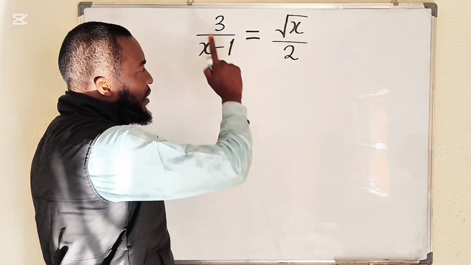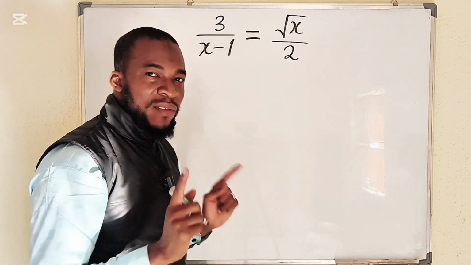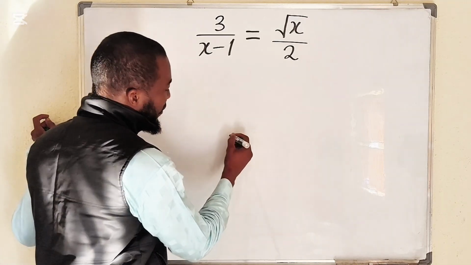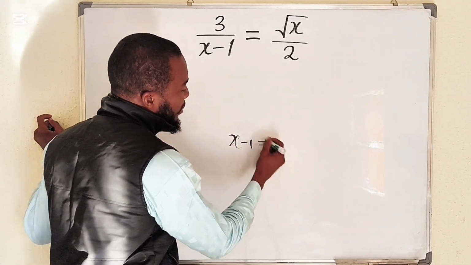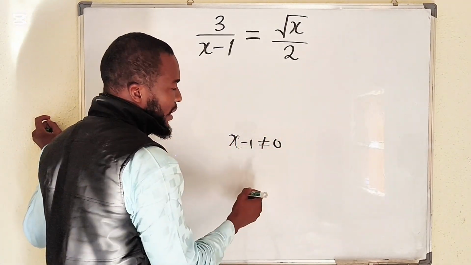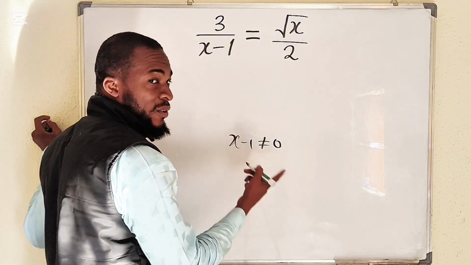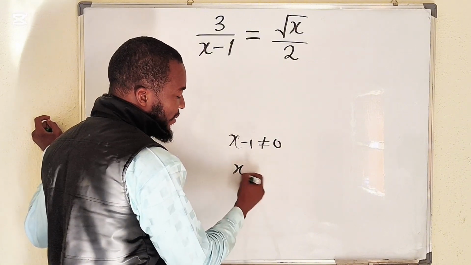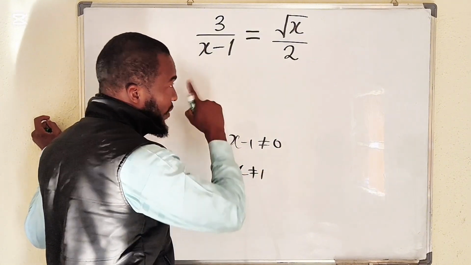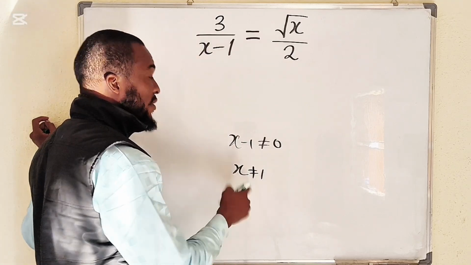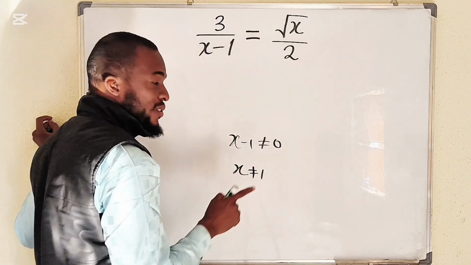You should know that the denominator cannot be 0. Therefore, this x minus 1 cannot be equal to 0, and this is only true if x equals 1, right? So x can never be equal to 1 in this particular equation, because if x is 1, we have 1 minus 1 equal to 0.